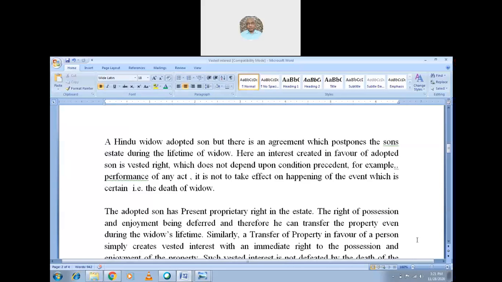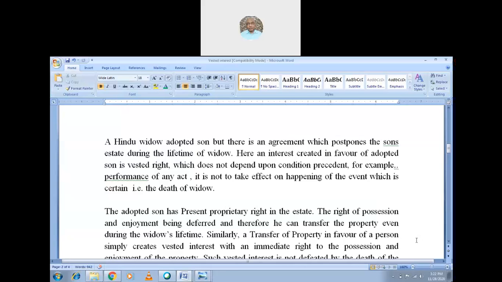After the death of the widow only, that son, the adopted son, will get the property in the form of a split succession. That is what we studied in Section 6 and Exception 1. Here, an interest created in favor of the adopted son is a vested right. The widow will definitely die, if not today then tomorrow. That means an untoward incident is definitely going to happen in the future. But once the event happens, the son automatically gets the vested interest.